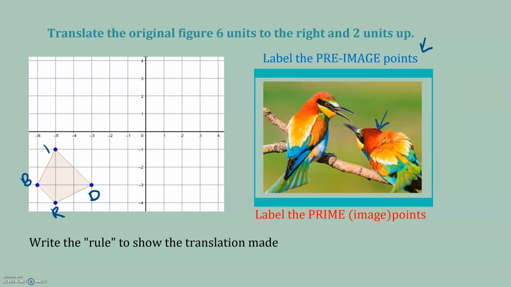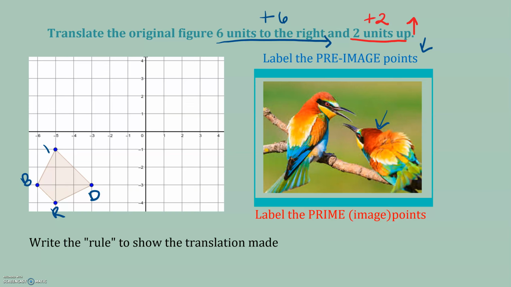It says take these pre-image points and we're going to move them 6 units to the right. Well, 6 units to the right is in the right direction, so I know it's positive. So I'm going to move every point 6 points to the right. And then I have to move them 2 points up. Well, if I move 2 points up, that means I have to add 2 points.